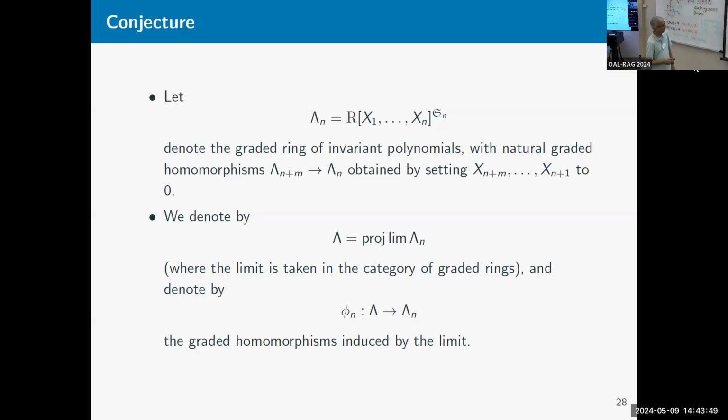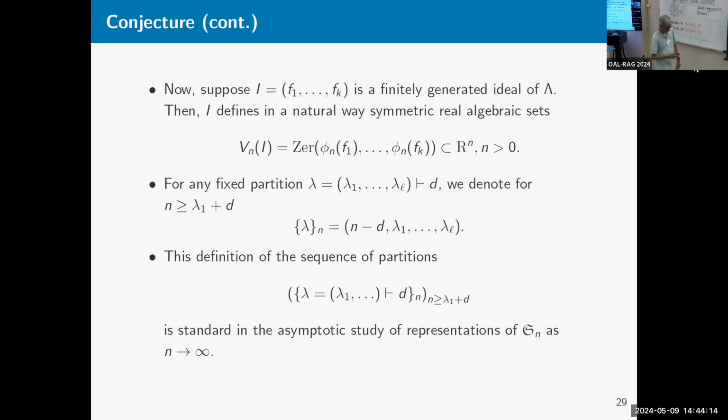So the standard way of thinking about it is that you look at the graded ring of symmetric polynomials in n variables, and then it has these maps, and you take the projective limit in the category of graded rings, and you have a notion of symmetric functions, which you should think of as symmetric polynomials in infinitely many variables. And now, coming back to geometry, suppose you have a finitely generated ideal in this ring of symmetric functions.